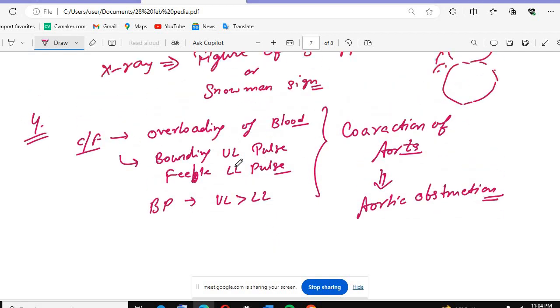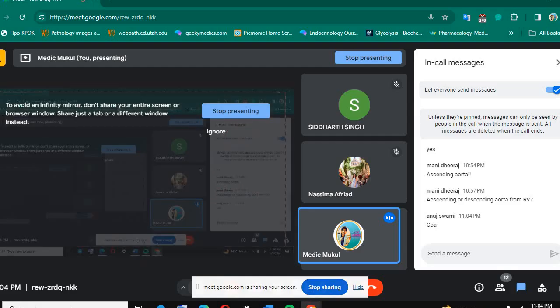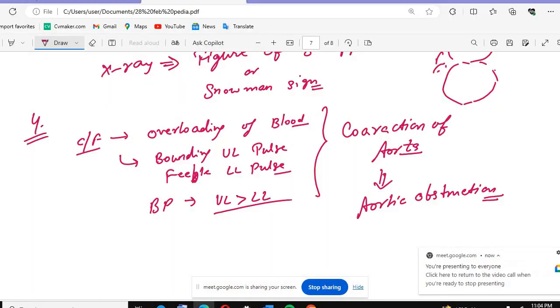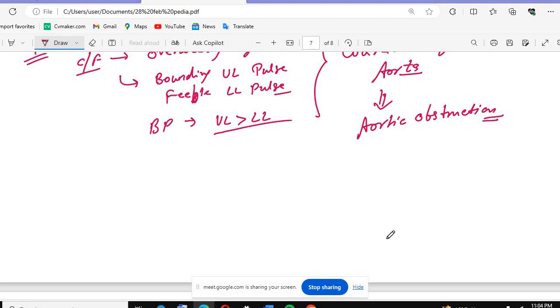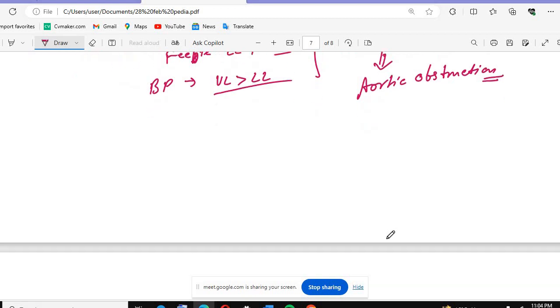Okay, so you need to remember that if there is overloading of blood, a bounding upper limb pulse or feeble lower limb pulse, along with BP more in the upper limbs than the lower limbs, that is known as coarctation of the aorta, COA. Anush Swami is right.